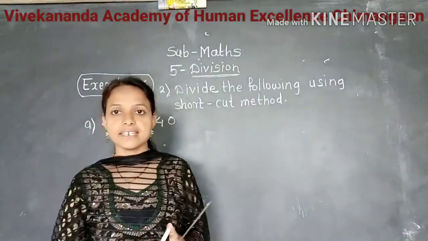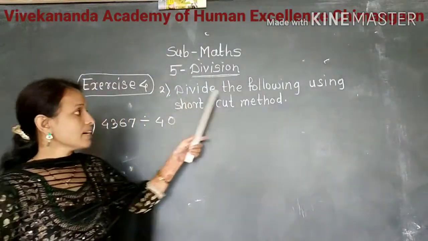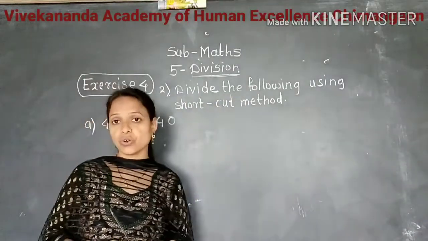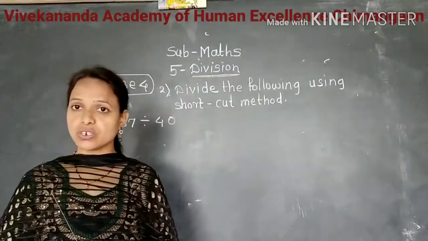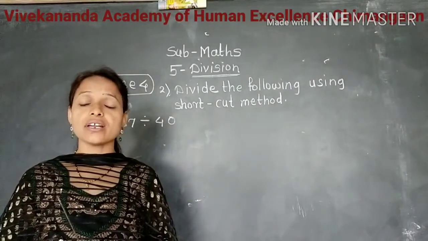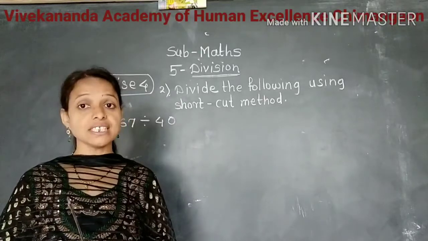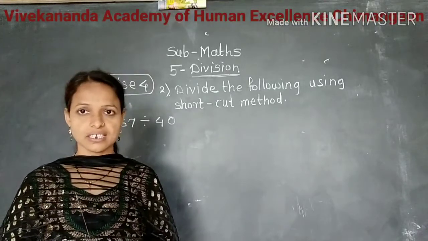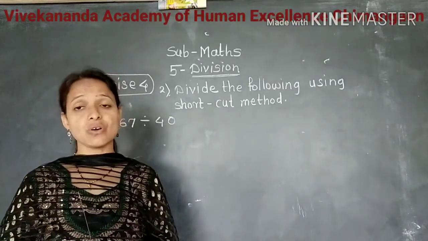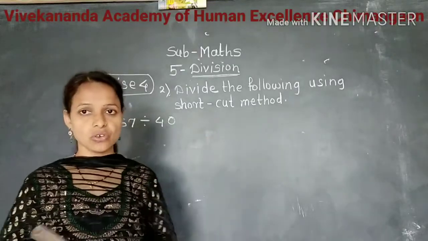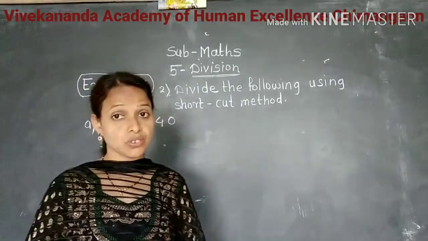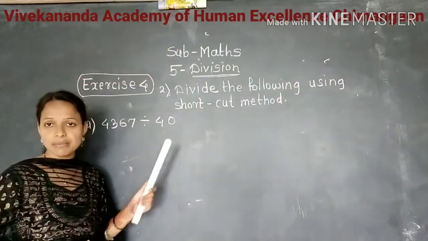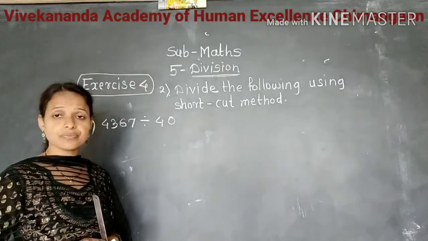Okay. Next question is: divide the following using the shortcut method. I have taught you how to divide by the shortcut method when you are going to divide any number by 20, 30, 40, 50, 60, 70, 80 or 90. I have taught which steps you have to follow. Same steps we will follow here and solve the given examples. So look here, example first.